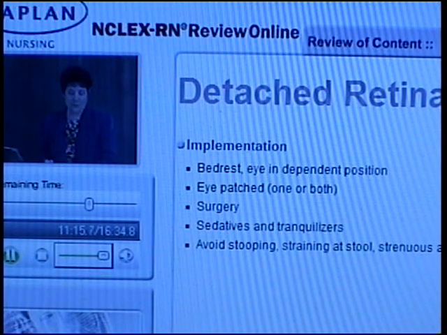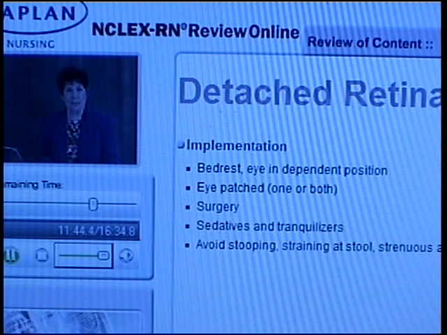The type of care after surgery: the patient will receive sedatives and tranquilizers because they need to stay relatively still. You will teach them to avoid stooping or bending over. They should not strain at stool, and they should do no strenuous activity for 3 months while healing takes place in the area. You'll also teach them signs and symptoms of infection or increasing intracranial pressure, and they should know that when they see those signs, they should notify the physician immediately.